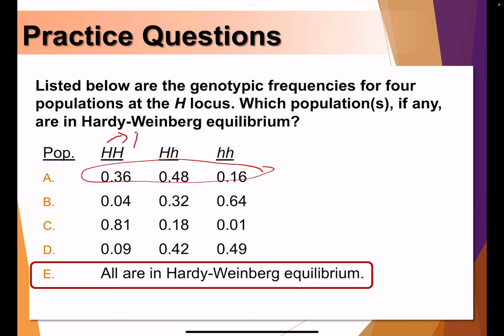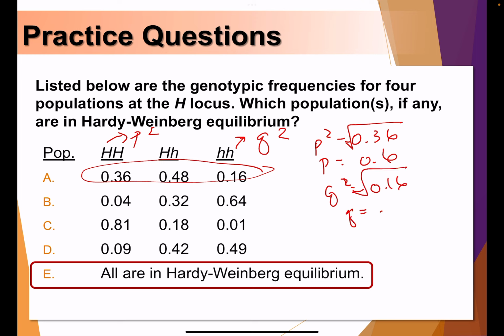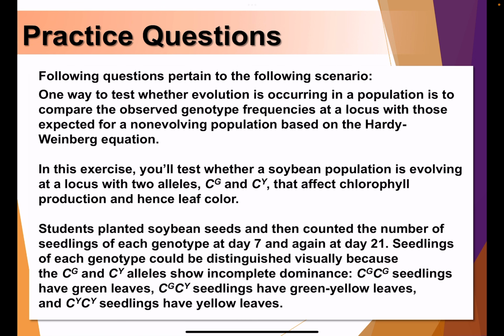HH is equal to p squared, little h little h is equal to q squared. So p squared is equal to 0.36. Again, p is then equal to the square root of that, which is 0.6. And then you have q squared equals 0.16, and the square root of that, q, is equal to 0.4. 0.6 plus 0.4 is equal to 1. So it is in Hardy-Weinberg equilibrium. If you do so for the rest of these, you will find that they are also all equal to 1. So all of them are in Hardy-Weinberg equilibrium.